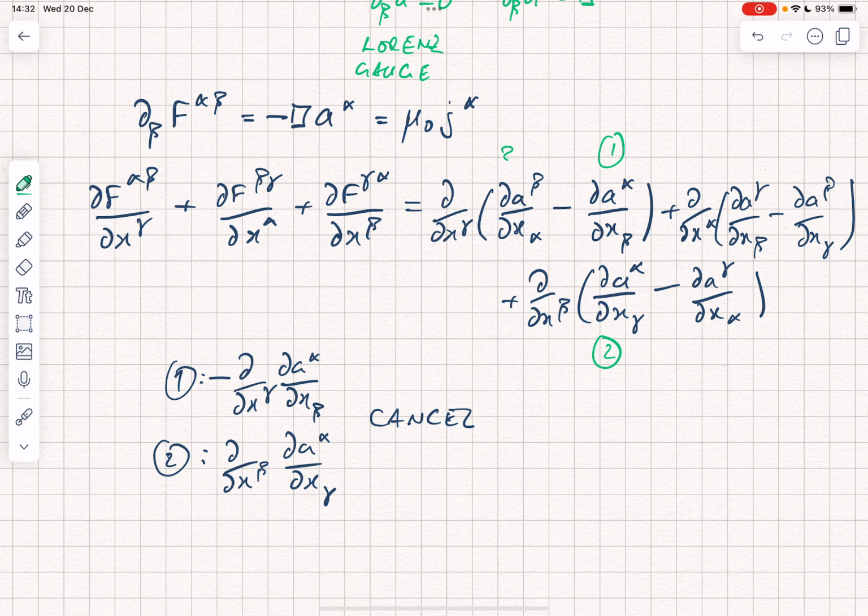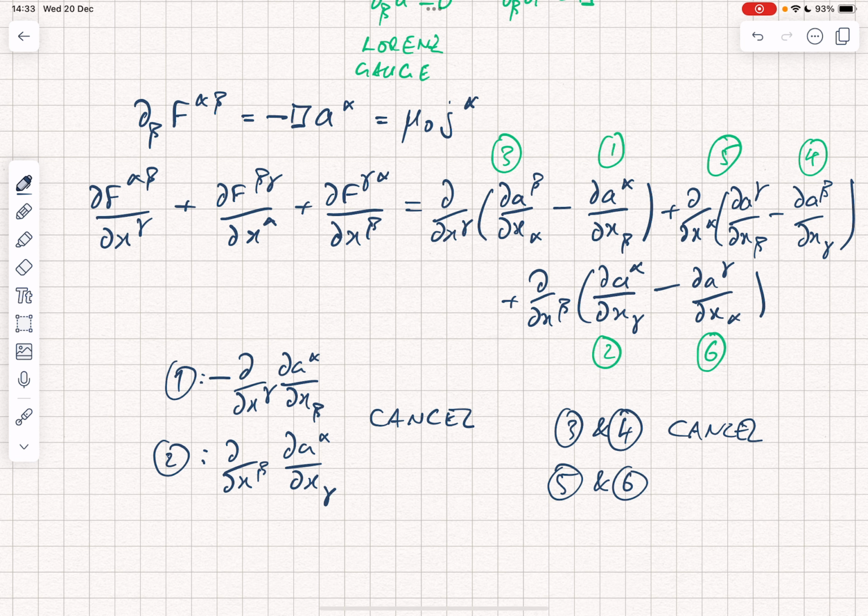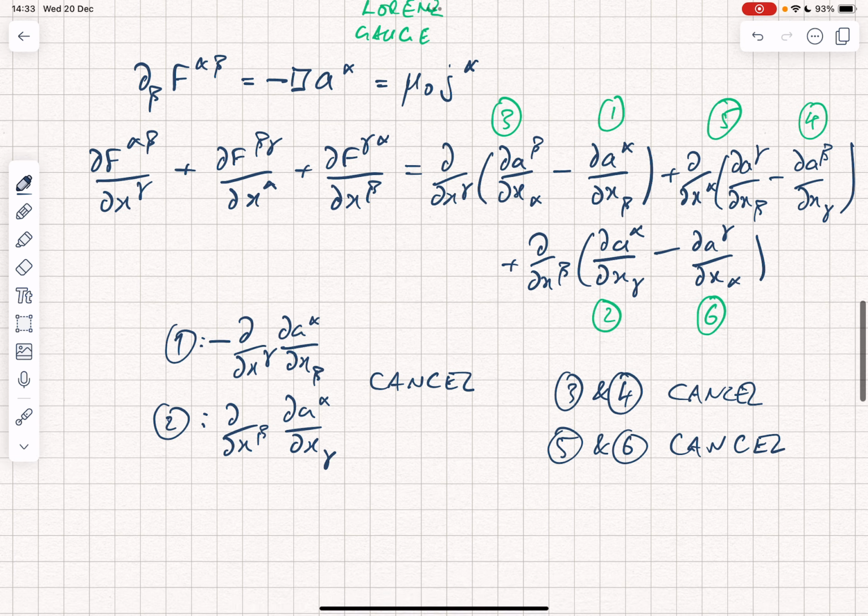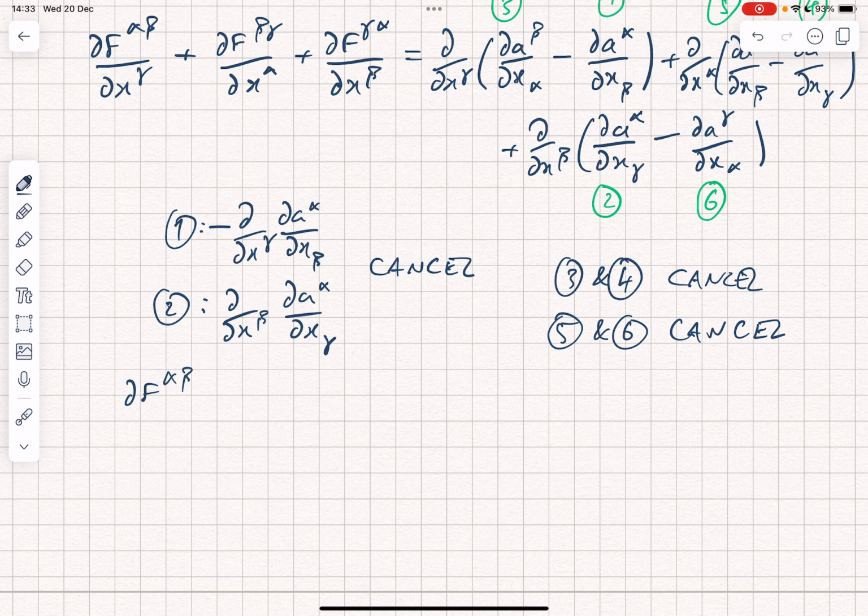If I say that this term here with the alpha beta is 3, then there's another alpha beta over here, which is 4, though my beta has got a little bit squashed, so let me just redraw that. And those two will cancel for the same reason that we had before, and then this term here with gamma and this term here with gamma cancel as well. So we will say that 3 and 4 cancel, and 5 and 6 cancel. And so we have the result that I stated, which is that dF alpha beta by dx gamma plus dF beta gamma by dx alpha plus dF gamma alpha by dx beta is equal to 0.